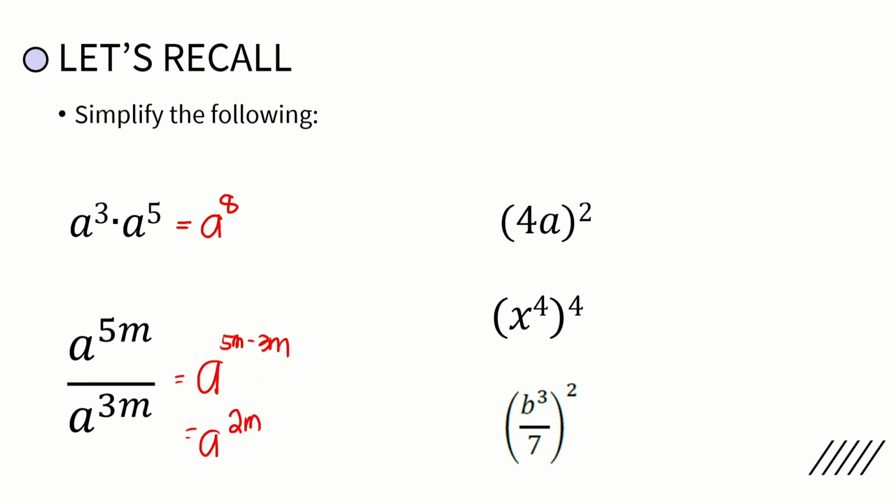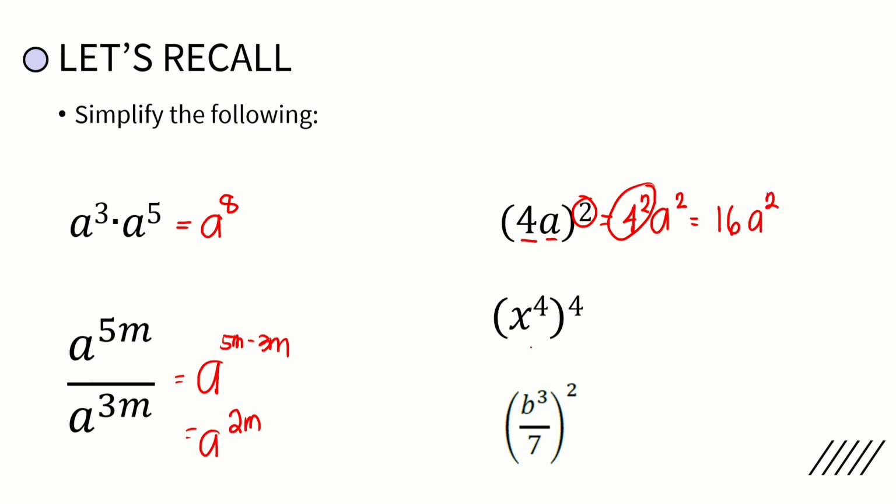Next, we have the quantity of 4a raised to the second power. We're going to apply here the raising a product to a power rule wherein we will apply distributive property. So we will distribute the exponent to each base. So we have here 4 raised to 2, then a raised to 2. We know that 4 raised to 2 is equal to 4 times 4, and that is 16a raised to 2.